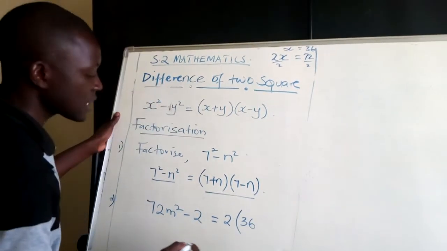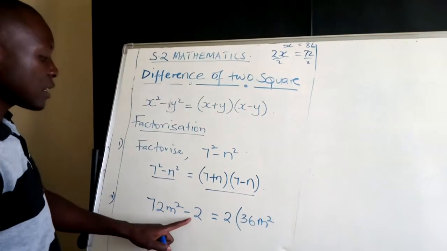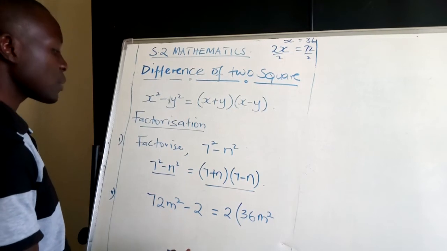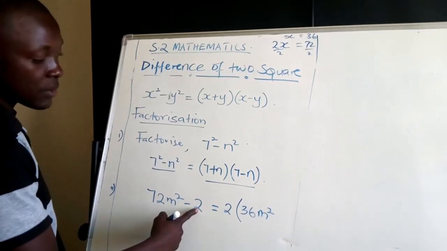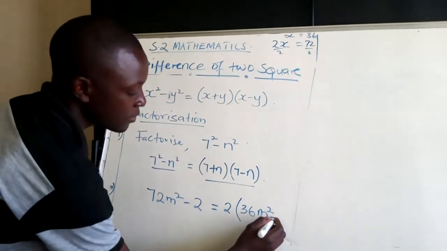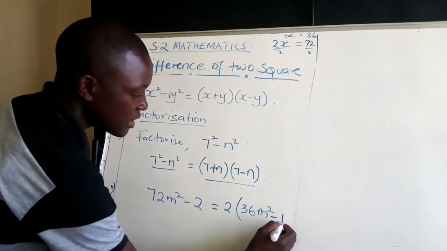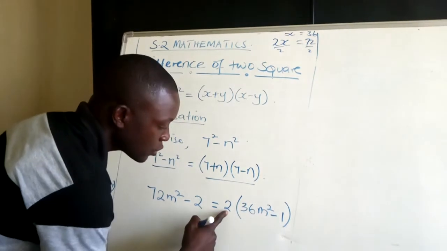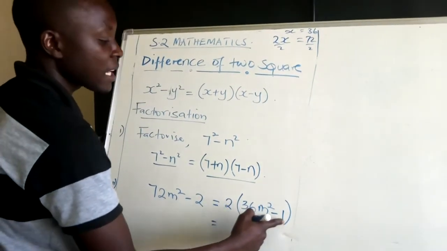We have 36. There is also an m squared. And here we have pulled out a 2, so we ask ourselves, what can we multiply with 2 to get 2? Because it's what was there. What we need to multiply with 2 to get 2 is 1. This is 1. And therefore we have 2 into 36m squared minus 1.